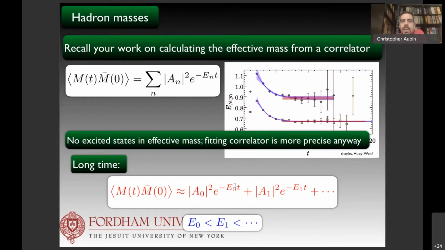The problem with fitting the effective mass for a plateau is that if you want to get these excited states, you can't really do that from the effective mass plot as easily. Also, you're throwing out information. You're throwing out this coefficient, this A naught squared, when you're looking at the effective mass, right? And there are actually uses for that, which we can discuss later if you're interested. So let's actually focus on fitting the correlator. Okay, and how do we fit the correlator?